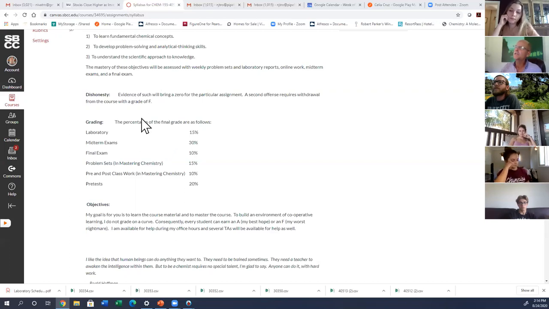The percentages of the grades are like this. So the lab is going to be 15% of your grade. The four midterm exams are 30% of your grade. The final, which is cumulative of the semester, will be 10% of your grade. The problem sets, which you will be doing every Friday and turning in on Mastering, are 15% of your grade. The pre and post class work, which are videos that you watch before and after class, much like the ones you watch before class today, and you'll answer some questions on them starting on Wednesday, will be 10% of your grade. And then the pretest will be 20% of your grade.